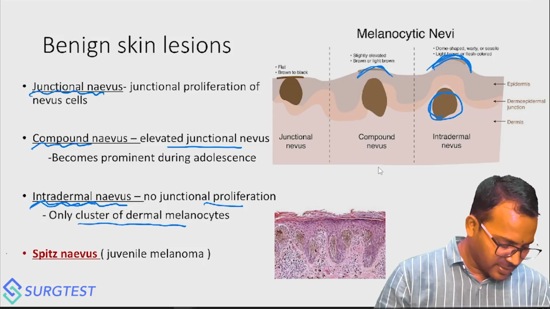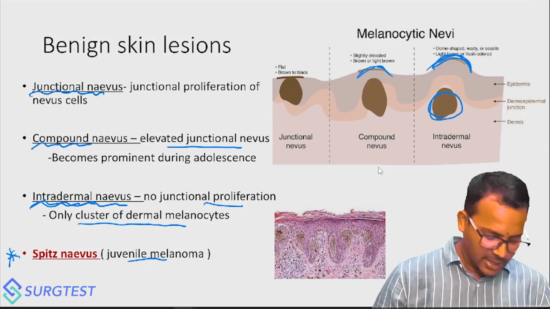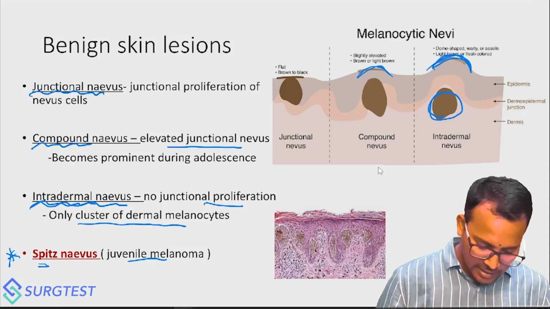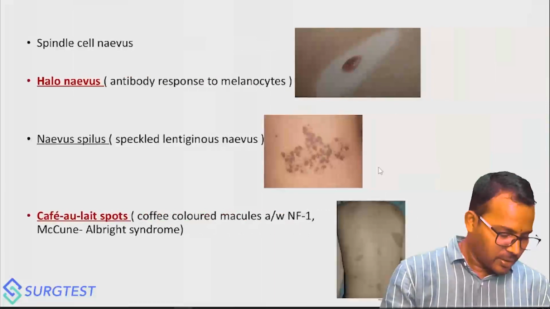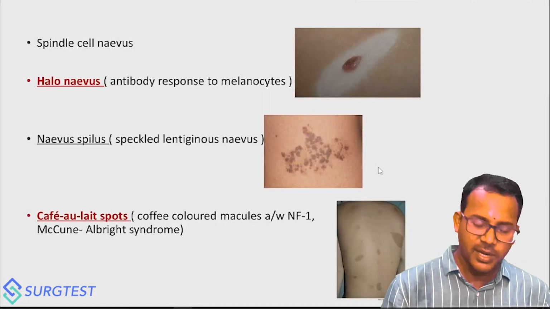Okay, you have something called Spitz nevus, which is also called a juvenile melanoma. It is called Spitz nevus because here the nevus cells are present in a vertical fashion. As you can see, they are vertically arranged. Okay, here you have something called spindle cell nevus, wherein the nevus cells are spindle in shape.